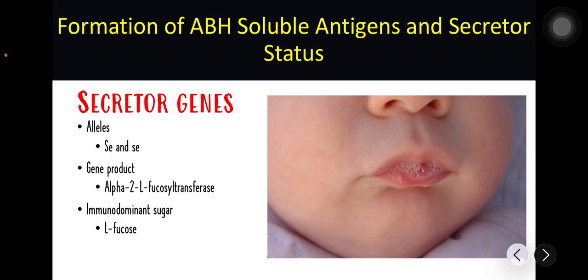Group O secretors only contain the H substance. Group A secretors have A and H substances. For Group B secretors, they have the B and H substances. For Group AB secretors, they have the A, B, and H substances.